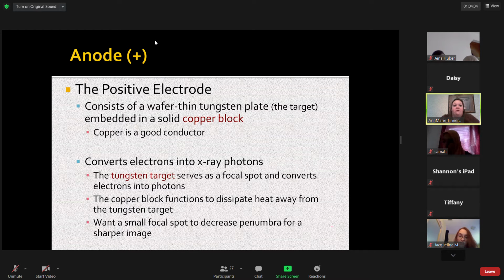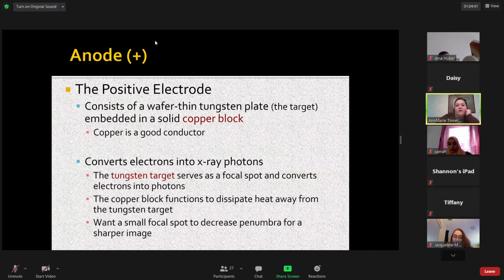Your anode is going to convert electrons into X-ray photons. The tungsten target serves as a focal spot and converts these electrons into what we need, X-ray photons. All of those electrons coming over from the cathode are entering the anode, and they have to be converted. We can't use electrons for radiographs. We need to convert the electrons to photons to be able to visibly see.